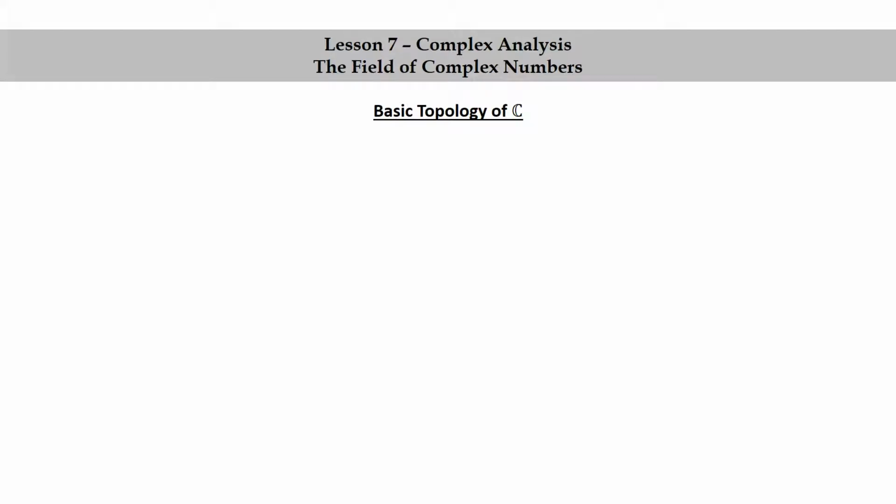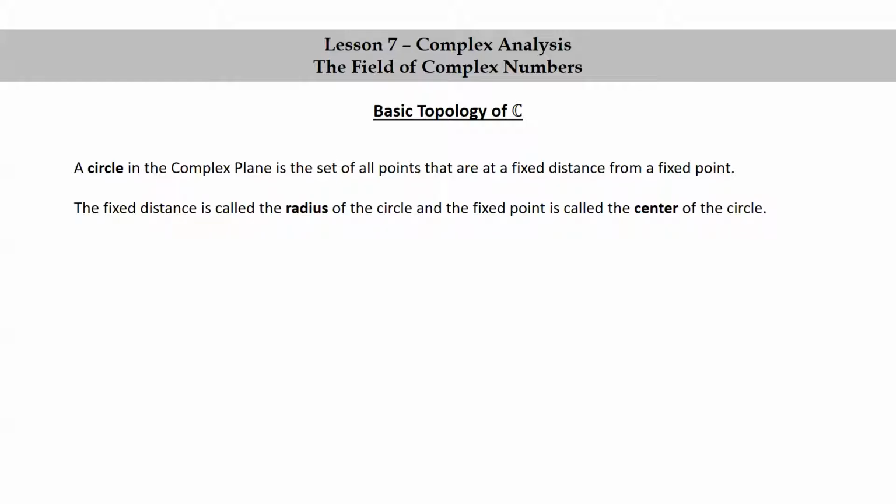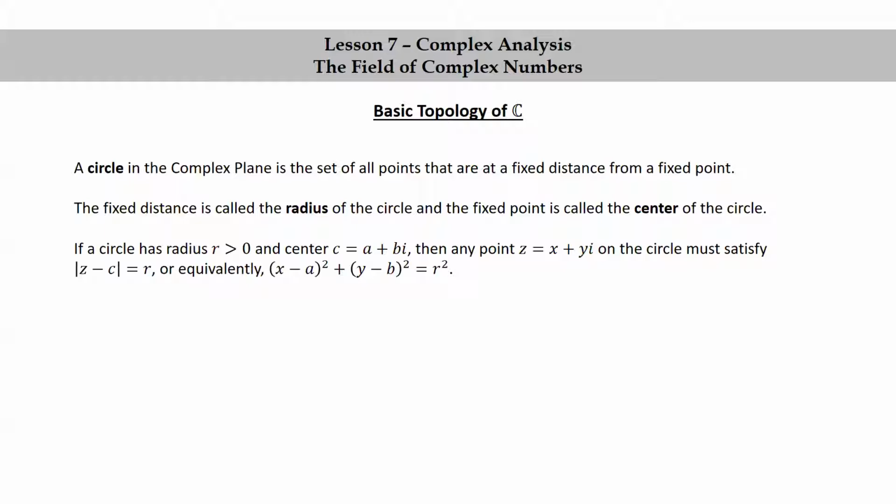Basic topology of C. A circle in the complex plane is the set of all points that are at a fixed distance from a fixed point. The fixed distance is called the radius of the circle, and the fixed point is called the center of the circle. If a circle has radius r greater than 0 and center c equals a plus bi, then any point z equals x plus yi on the circle must satisfy the absolute value of z minus c is equal to r, or equivalently, (x minus a) squared plus (y minus b) squared equals r squared.